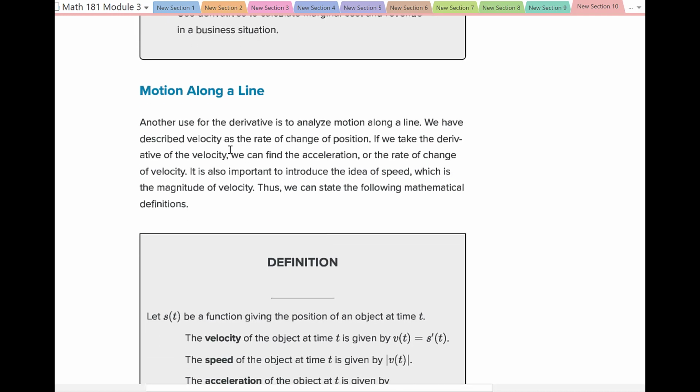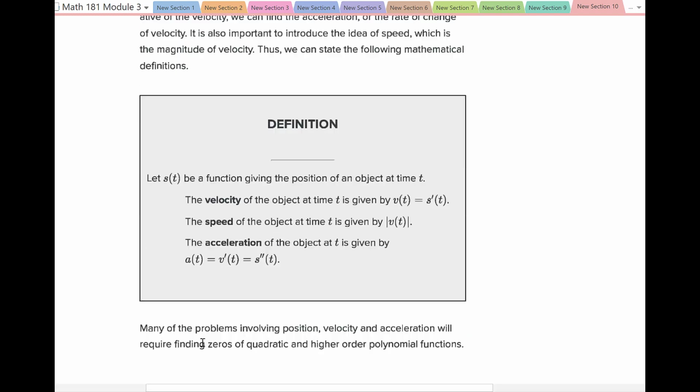So moving along the line, we talked about before position functions defined by S of t, and that the velocity is going to be the first derivative of the position function, S prime of t. Now speed is different than velocity. Velocity can be positive or negative because it depends on the direction it's going, but speed is always positive, so it's an absolute value. Acceleration of the object at time t is given by the derivative of velocity, which is the second derivative of the position function. I think we've seen that before though.